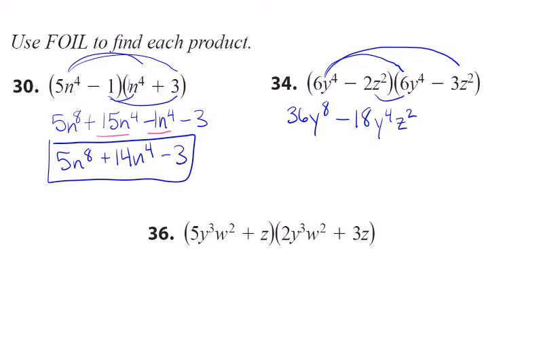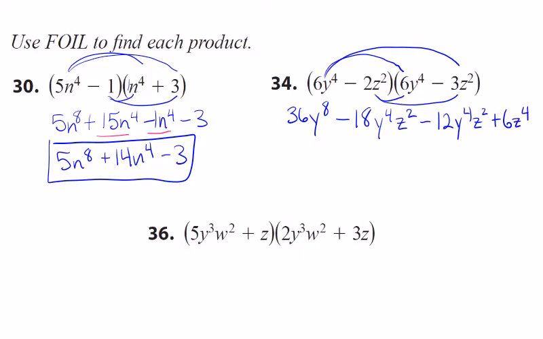Then inner times inner, negative 2z squared times 6y to the fourth is going to be negative 12y to the fourth z squared. Right, same thing. We cannot use our exponent properties there because we do not have like bases. All right, and then finally we have negative 2z squared times negative 3z squared, so that'll be positive 6, right? Negative 2 by negative 3 is positive 6. z squared times z squared is z to the fourth.